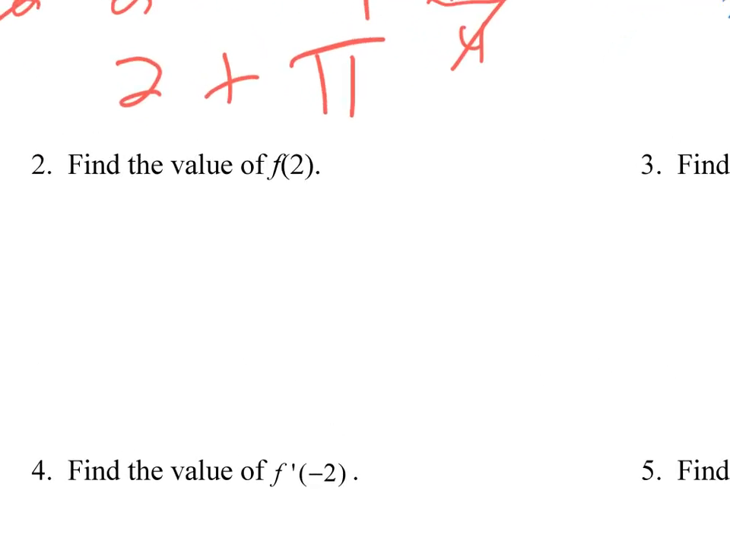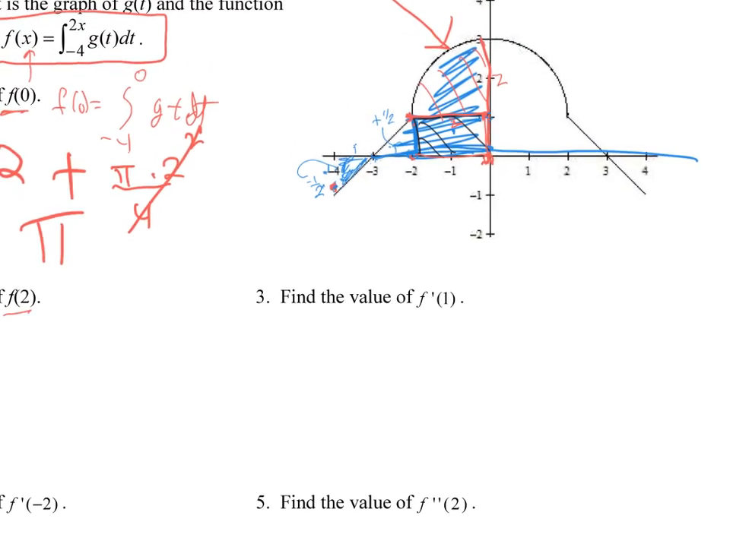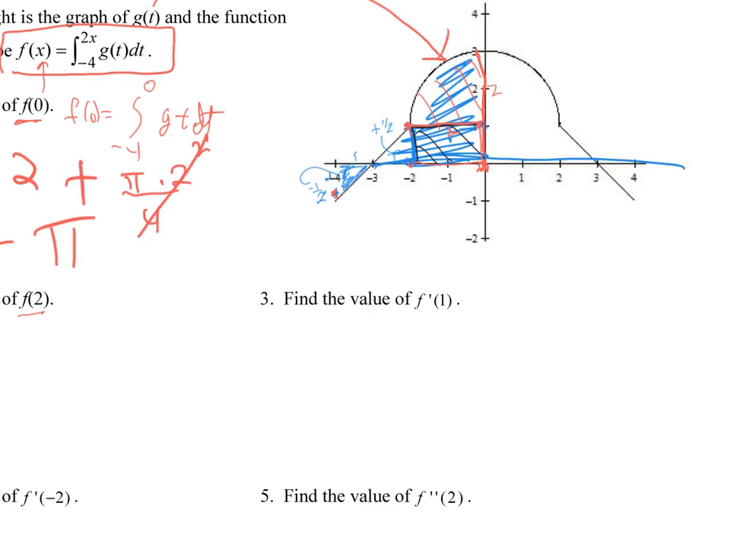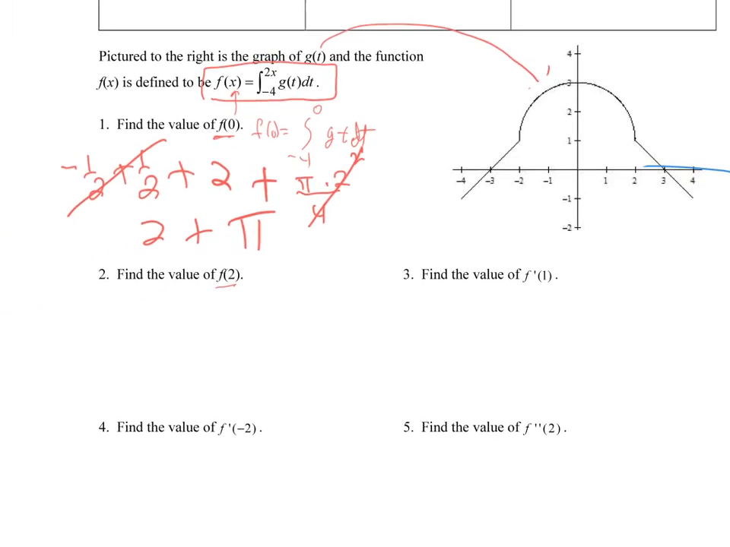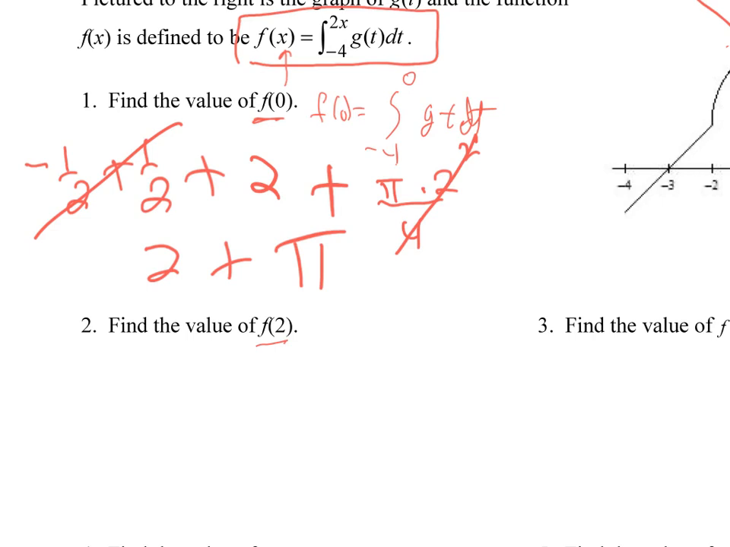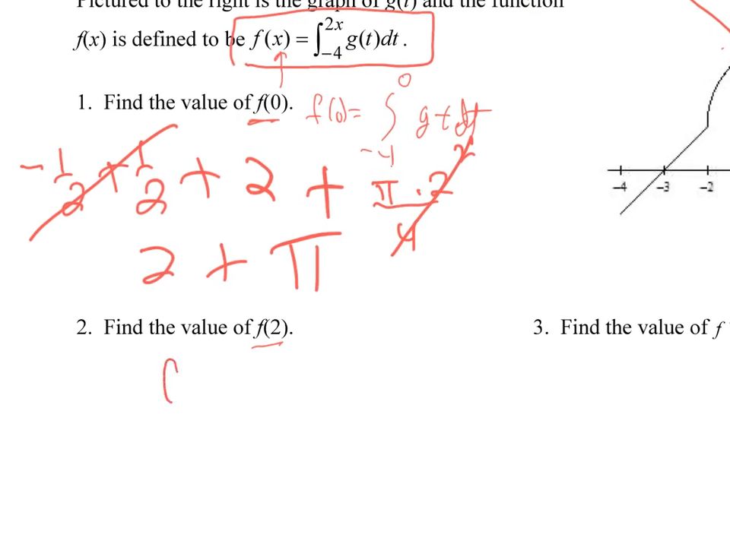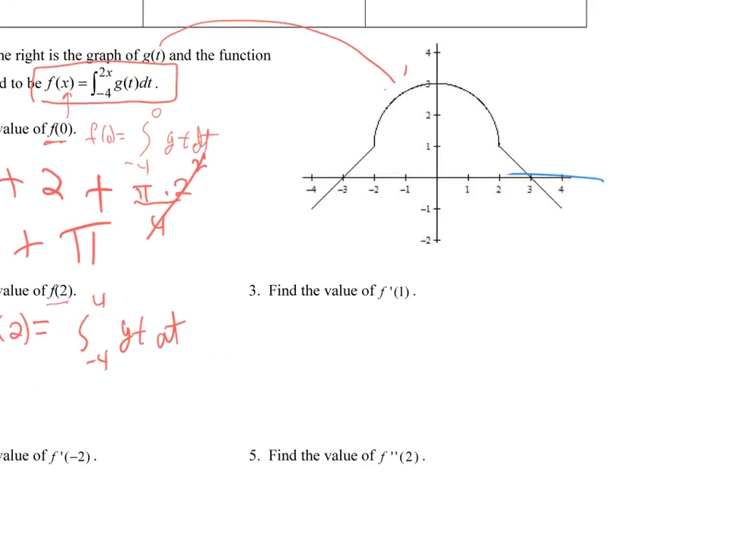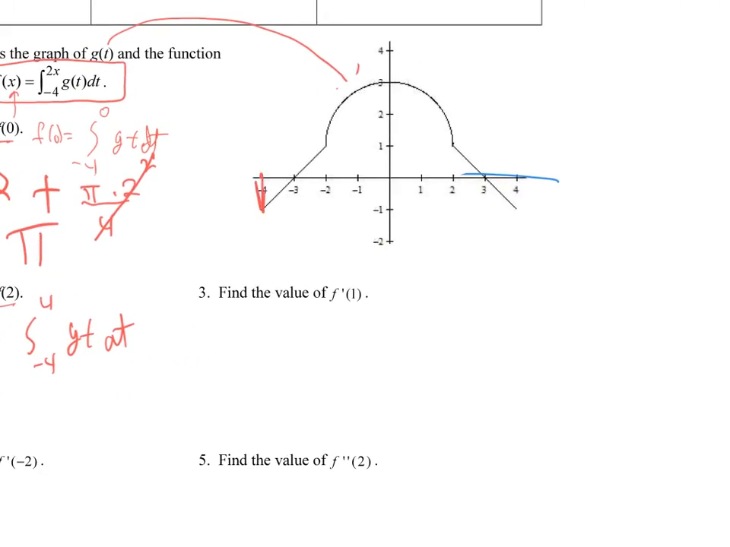Find the value of f of 2. Now, f of 2. I have the luxury of being able to erase everything I've done. F of 2 means the area. Well, better write it out. Let's see, f of 2 is the integral from negative 4 to 4 of g of t dt. Negative 4 to 4.